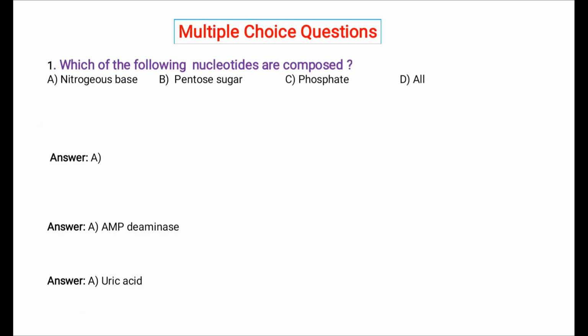Which of the following are nucleotides composed of? A. Nitrogen base, B. Pentose sugar, C. Phosphate, D. All of the above. So D is the correct answer.